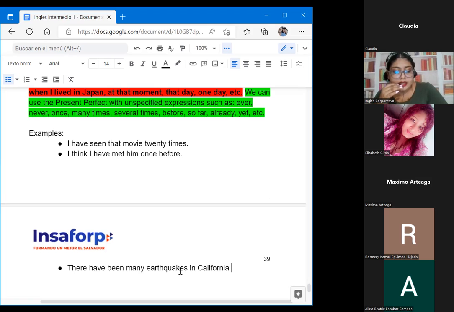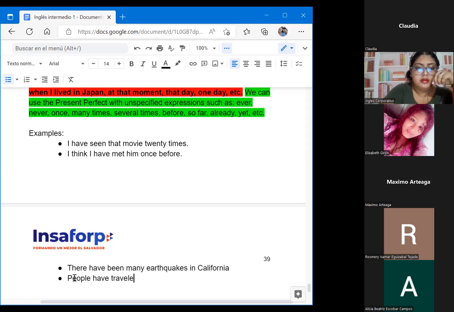Now we have another one, and it says there have been many earthquakes in California. We have another one, and in this case, this one said people have traveled to the moon. Next one, people have not traveled to Mars.